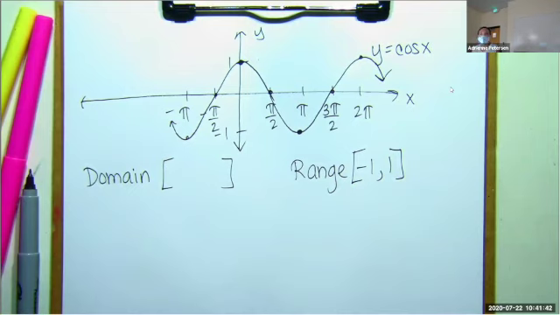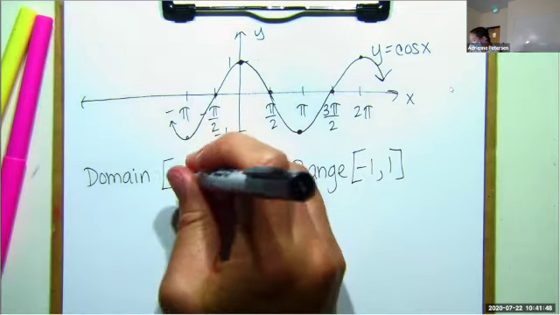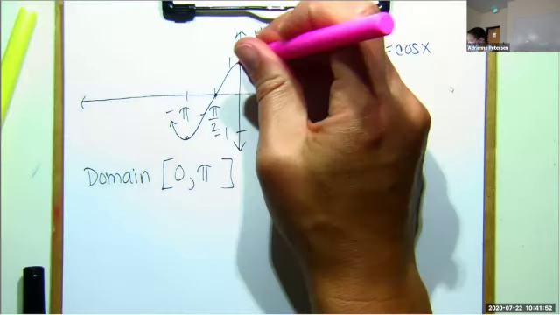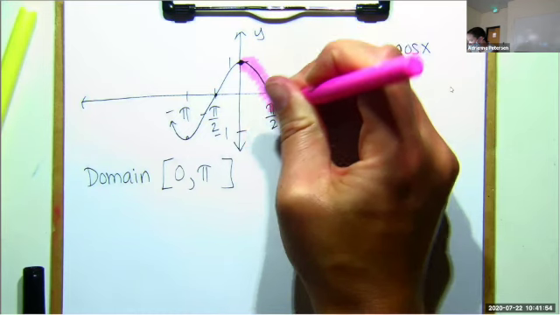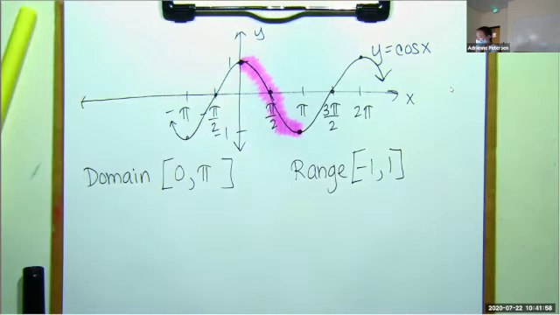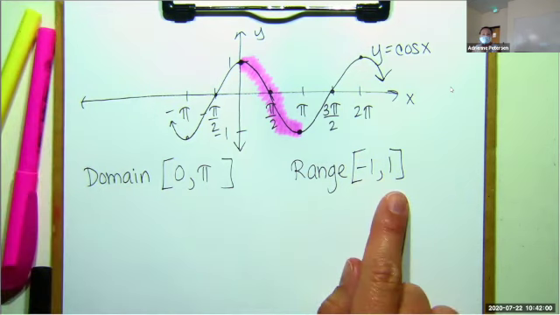What do you guys think? What should I restrict the domain to? Where to where? 0 to pi. 0 to pi, great. This one's a little bit easier to see. So if we look at this part of the graph, x values between 0 and pi, that is 1 to 1, and it hits all of the values in the range.